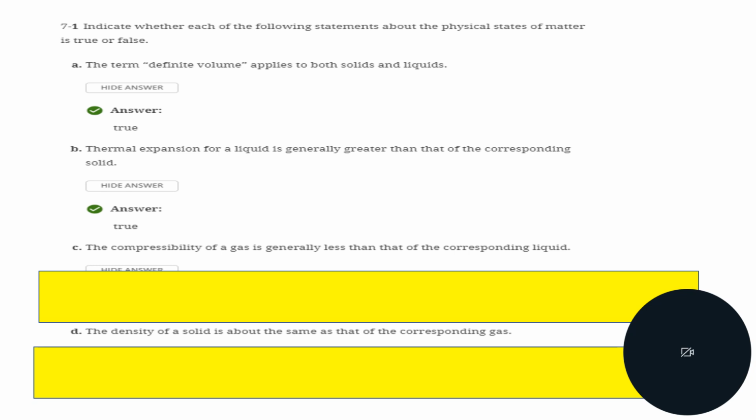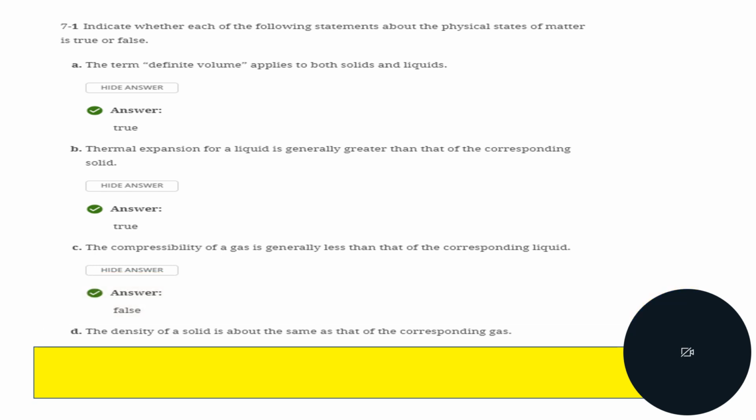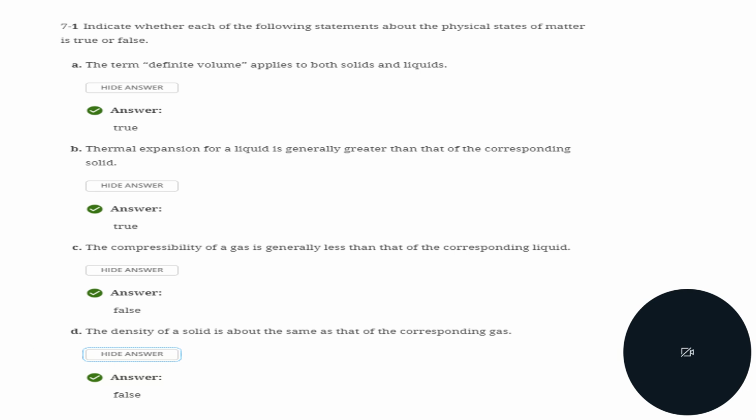The next one, the compressibility of a gas is generally less than that of a corresponding liquid. That is false. Gases are easily compressed and expanded. And the last one, the density of a solid is about the same as the corresponding gas, and that's also false. The density of a solid is much greater than that of the corresponding gas.